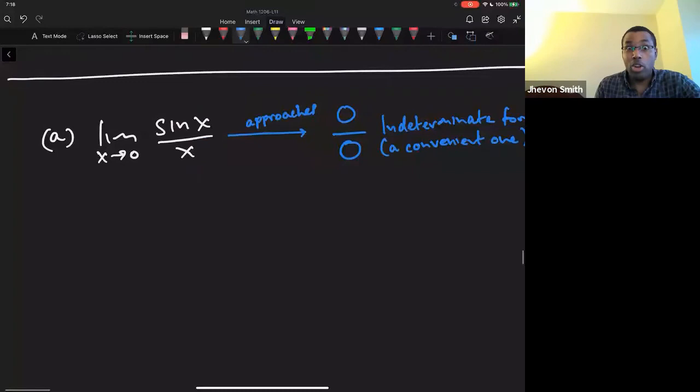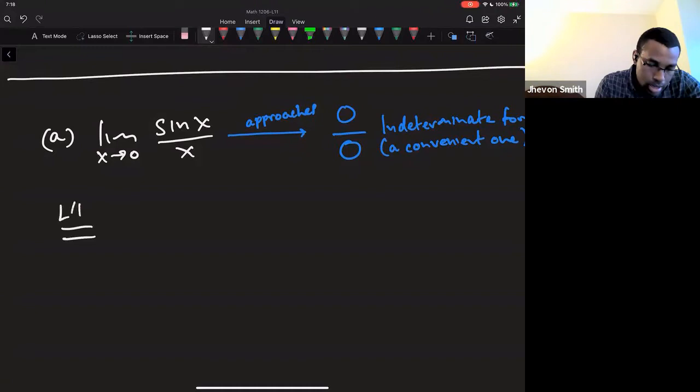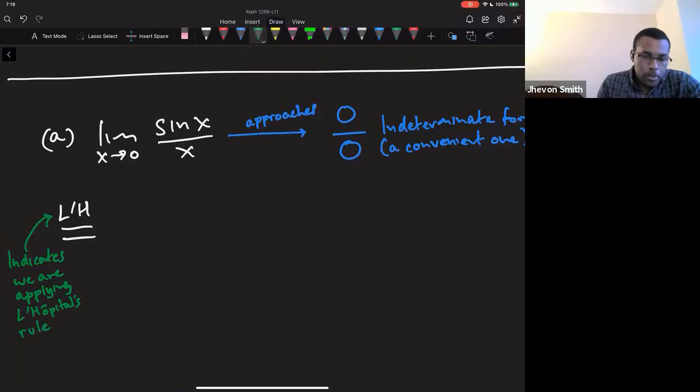Because we can apply L'Hopital's rule. Now, when you're applying L'Hopital's rule, here's how I want you to indicate it. You don't have to write out a sentence like "I'm going to do L'Hopital's rule." I write a little L apostrophe H over the equal sign. This indicates we are applying L'Hopital's rule. I will know that you're doing L'Hopital's rule and you know you're doing it.